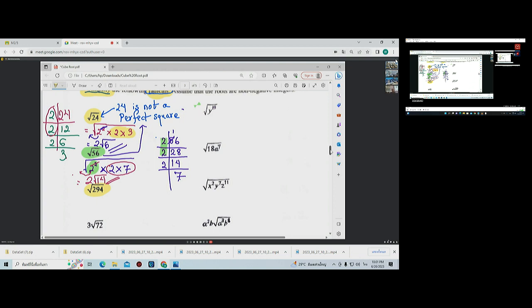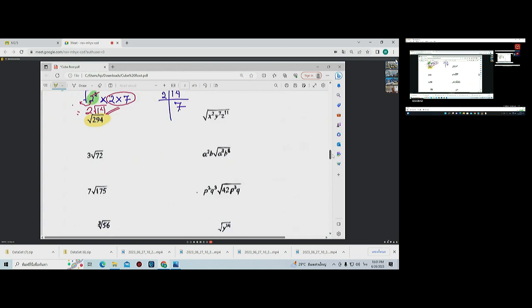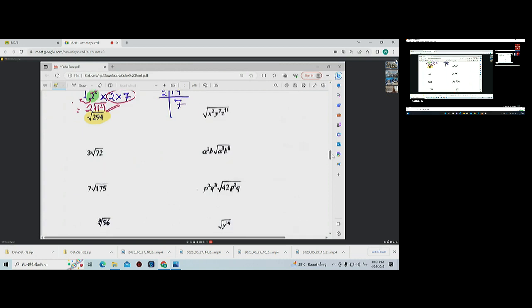Okay, now let us see how to factorize. This is root 294. So we factorize 294. What number do you use to factorize? You can factorize with 2. Yes? 2, 1 is 2. 2, 4 are 8. Right? So we get 1. 2, how many? 14? 7.